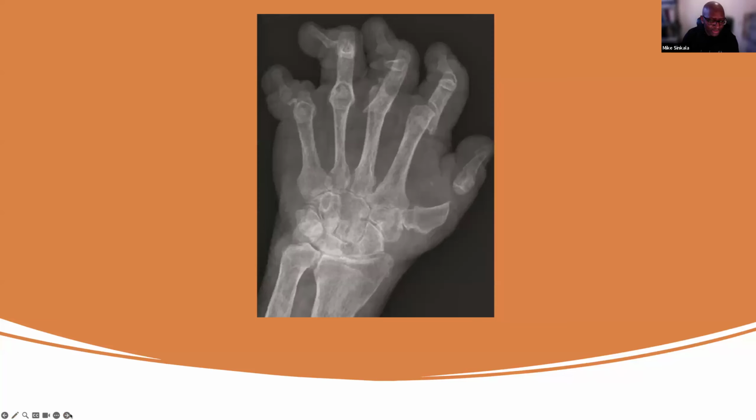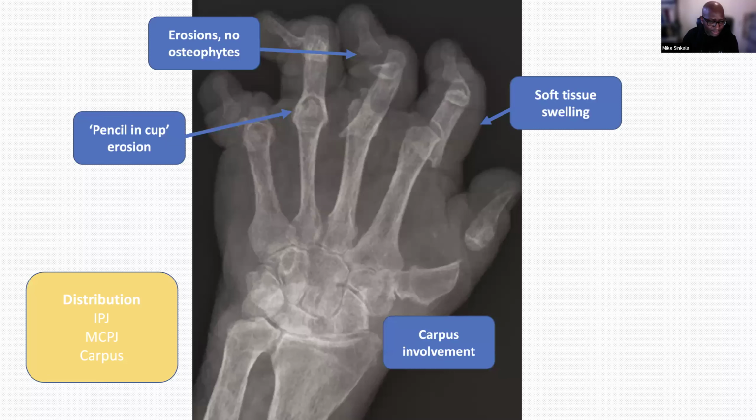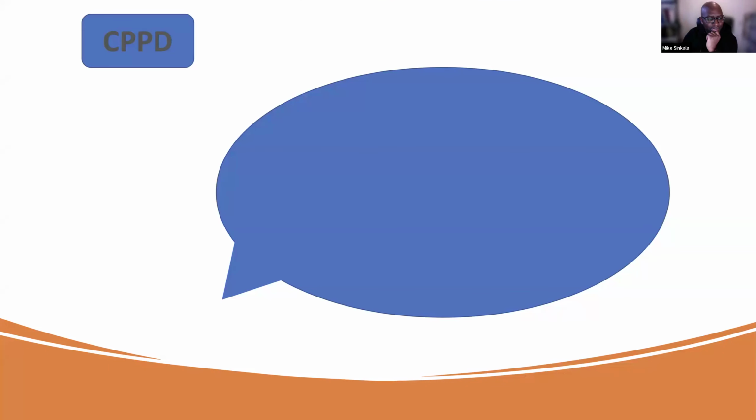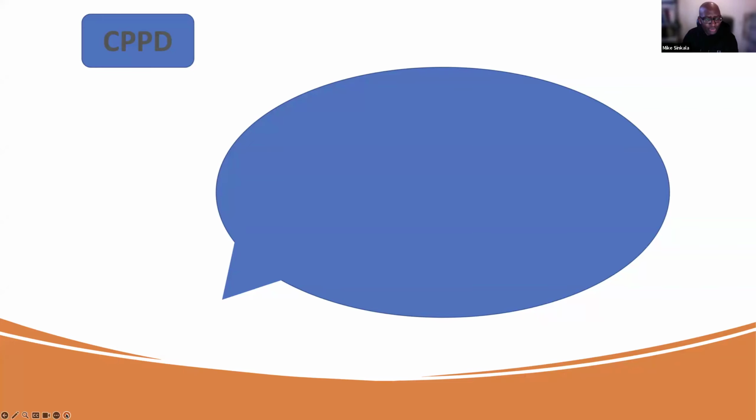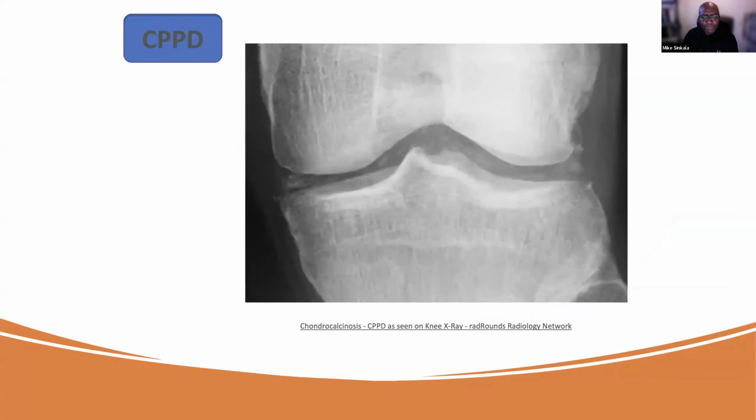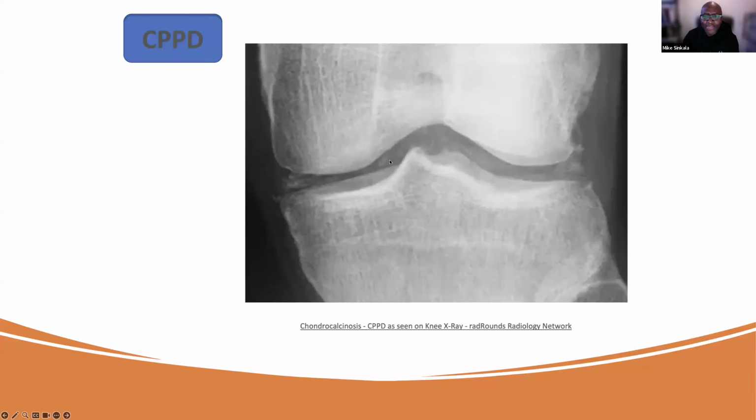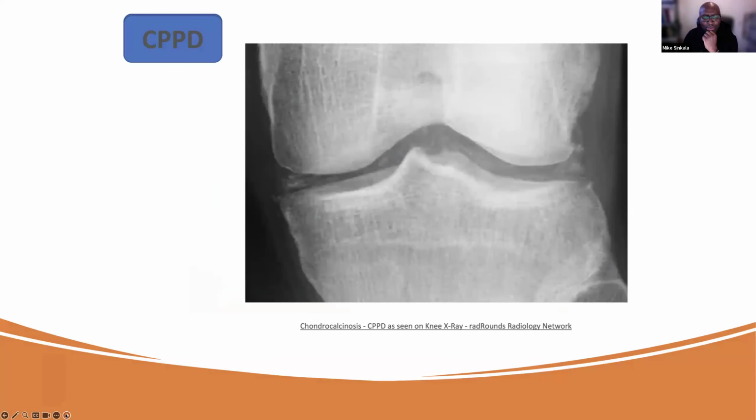This is how this arthritis tends to sort of destroy somebody's hand and stuff. CPPD is just the calcification of the hyaline cartilage in the joint, particularly in the knees. You may see CPPD or chondrocalcinosis in the knees, in the hips. You may see CPPD in the shoulder. So CPPD is just a linear calcification of the hyaline cartilage in the joint space itself. So this is CPPD, or some books will call it chondrocalcinosis.